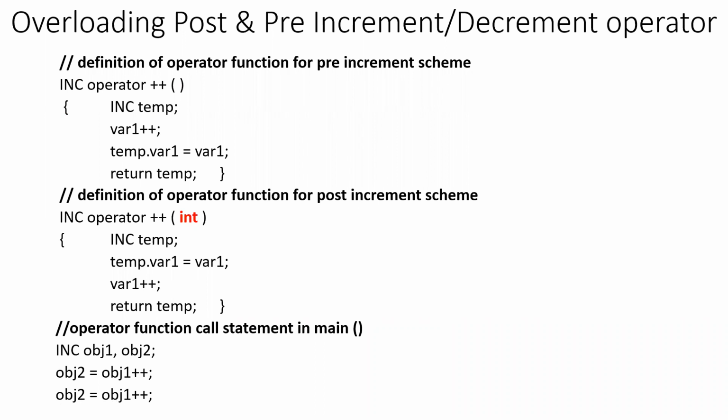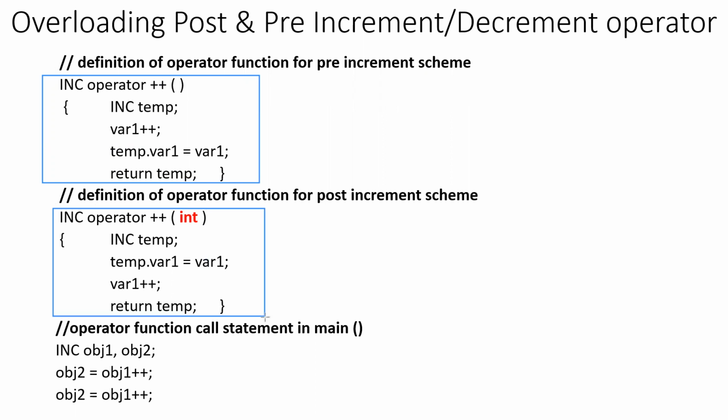Now here is an example of overloading the post and pre increment operator with separate definitions for both. As you can see in this example, this first definition is the definition for the overloading of the pre-increment operator. The second one is the definition for overloading the post-increment operator. And what is the difference between the two? The difference between the two is in the argument list.